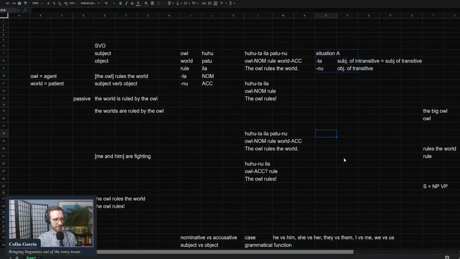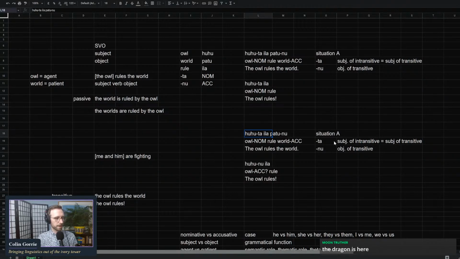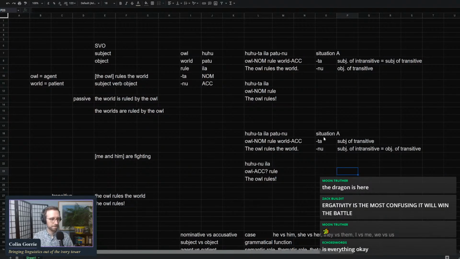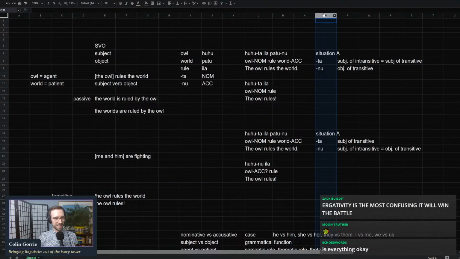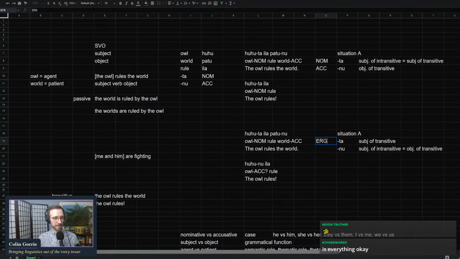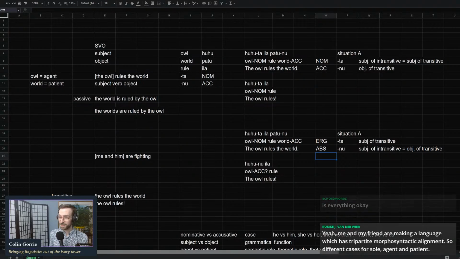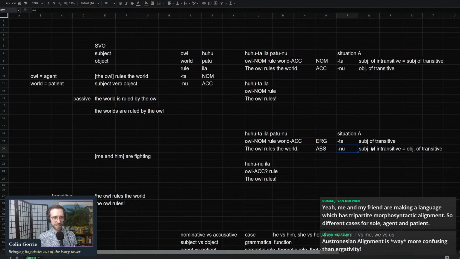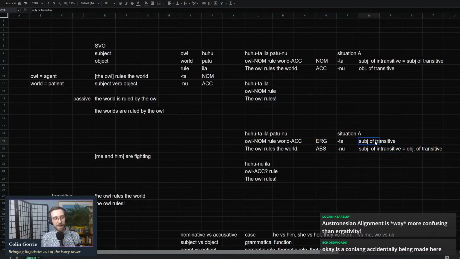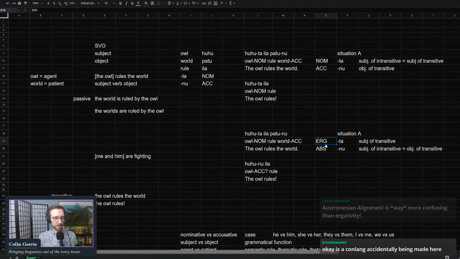Situation B, which this little toy language gives us the example of, puts the subject of an intransitive marked the same as the object of a transitive verb. For historical reasons, we call this nominative and accusative. For historical reasons, we call this ergative and absolutive. So if you've ever heard of ergativity, that's what this is referring to. It's referring to a situation where the subject of an intransitive verb is marked the same as the object of a transitive verb. In that case, we don't call that marker accusative, we call it absolutive. And we call the marker of the subject of the transitive verb ergative. So erg stands for ergative, abs stands for absolutive. I'll just write that down so everyone can see.